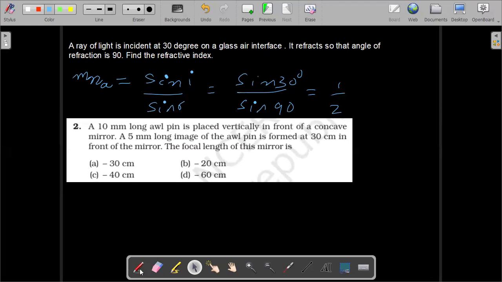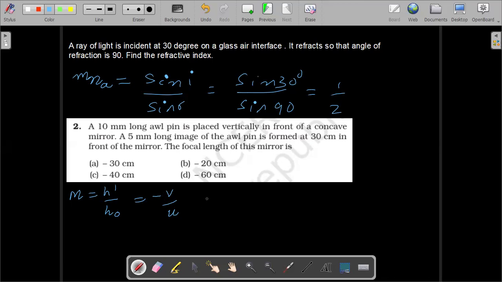See, it should not take so long. You obtain your magnification, which is equal to height of image over height of object. This should be equal to minus of V over U. Now see, a 10 mm long all pin is placed vertically in front of a concave mirror. A 5 mm long image of the all pin is formed at 30 centimeter in front of the mirror. Since the image is formed in front of the mirror, it must be inverted.